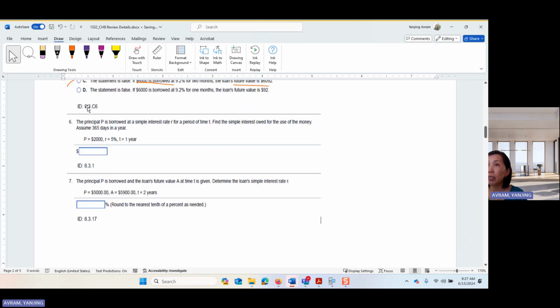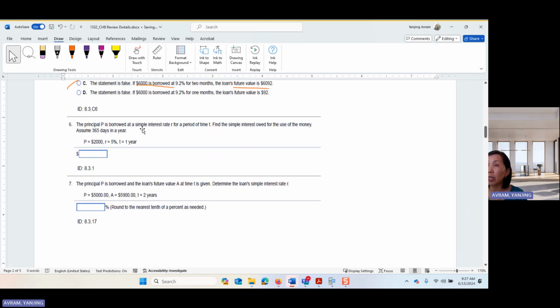Number 6, the principal P is borrowed at a simple interest rate R for a period of time T. Find the simple interest owed for the use of the money, assume 365 days in a year. So P is equal to 2000, R is 5%, T is 1 year, right? This one we only need to find the interest.